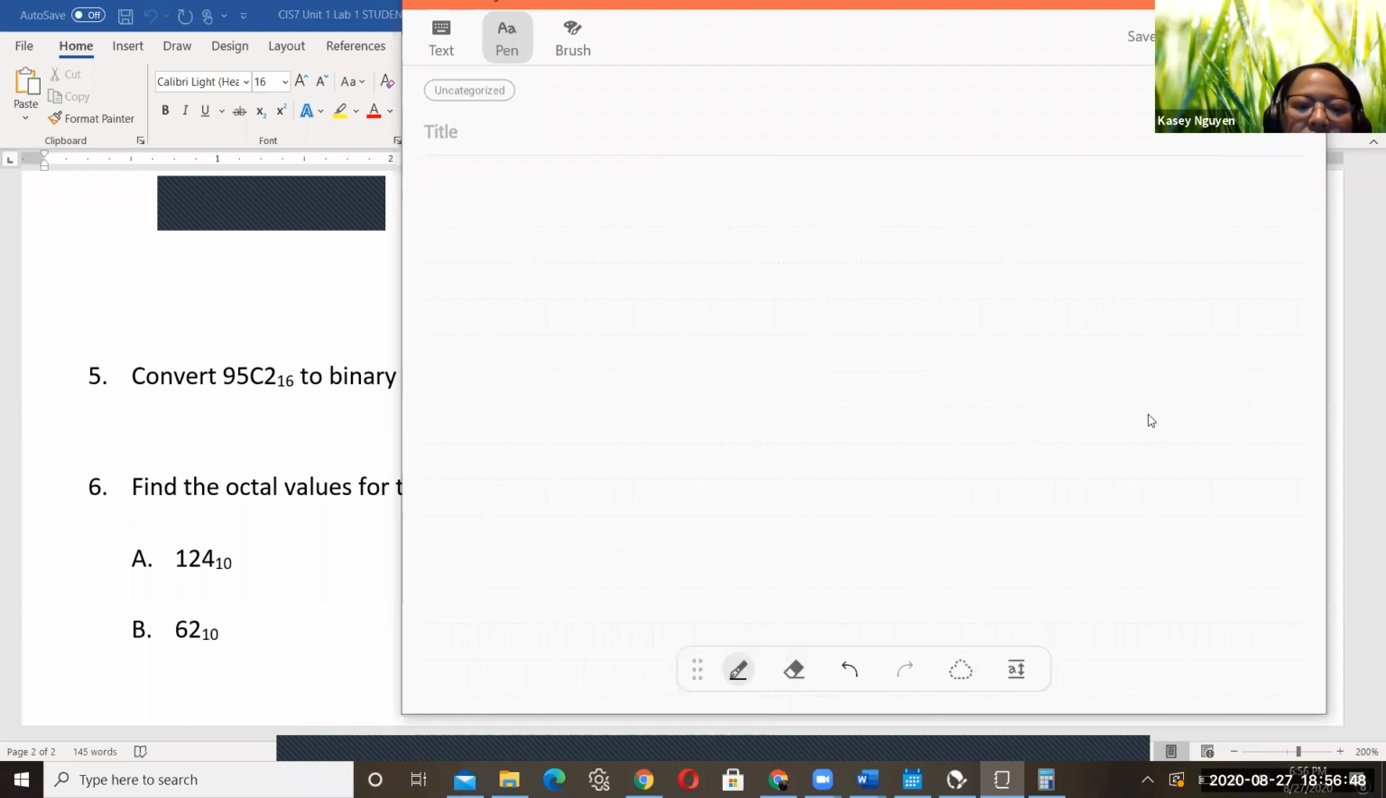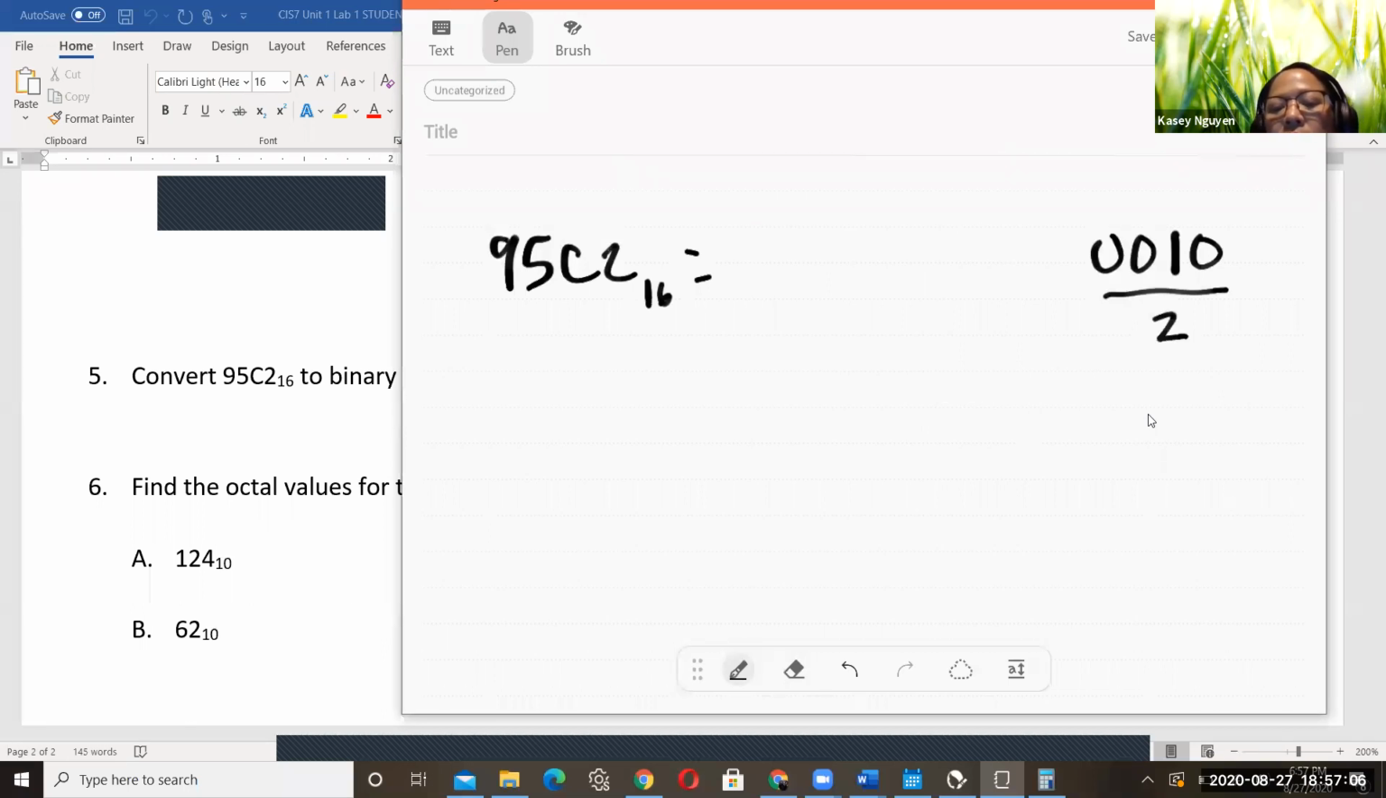Give you some practice. So 95C2, this is a hex. A 2 is a 2. So we know that 1 is off, 2 is on, and 4 and 8 are off. So this is going to give you a 2. And C is 12. So we know that 4 and 8 are on. So 1 off, 2 off, 4 and 8 on. That's going to give you 12, which is C.